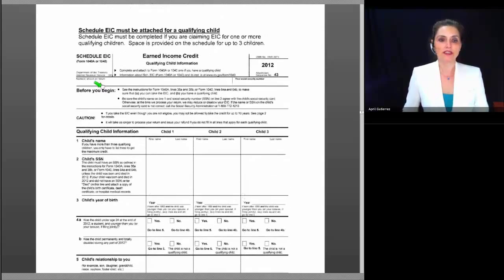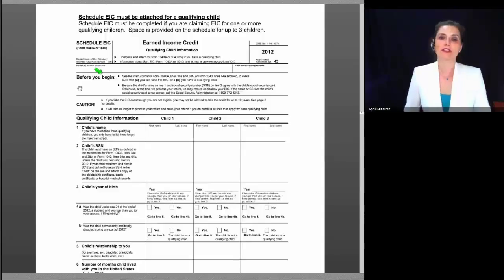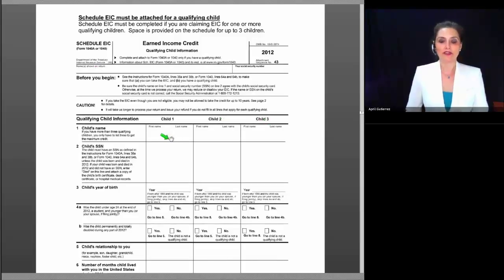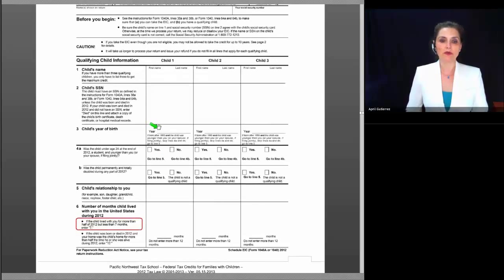Here is the Schedule EIC, and again, it only applies and is only used when you do have a qualifying child. And on the schedule, you enter for each child, in order here, the name of the child, the Social Security number for the child, the year that the child was born.